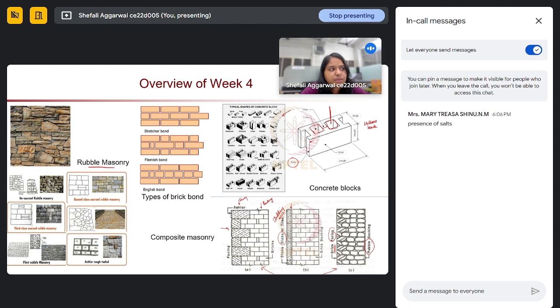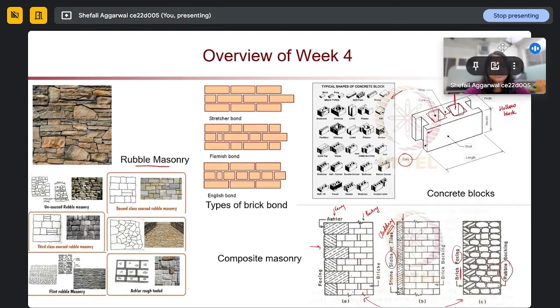The next type of masonry is, that was brick masonry, mortar masonry. The next type is rubble masonry. Here we are using stones, how stones can be kept to make a masonry. If you have seen some old temples, in those kinds of areas this type of masonry has been used. And maybe in some zoos you will see this type of pathway, and then walls and all.